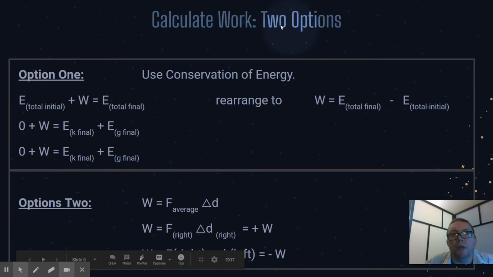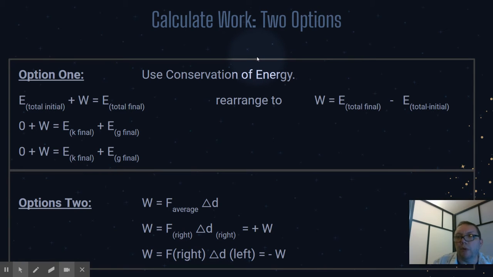So this part looking at ways to calculate work. I'll look at two new equations here, slightly new. We've talked about total initial energy being the same as the total final energy. Total initial equals total final.